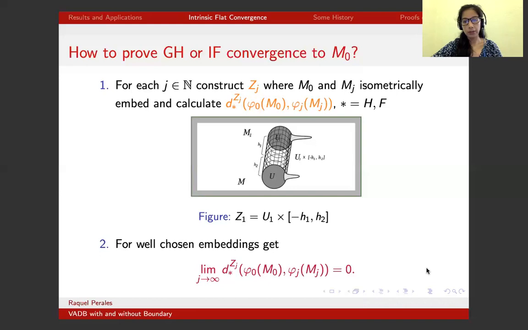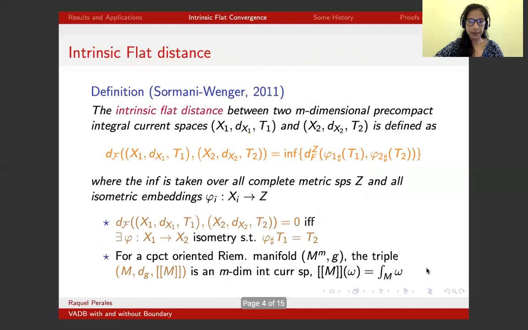Okay, so now let me give you more details about intrinsic flat convergence. In this slide, I'm going to tell you what this distance is. So this distance is defined for triples of this form. So you will have a metric space, and then you will have a T1. This T1 is an integral current, m-dimensional integral current. And what I'm going to tell you is that this current is a linear functional. I'm not going to explain more.